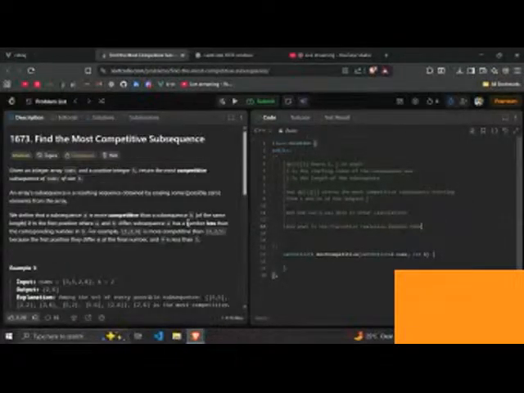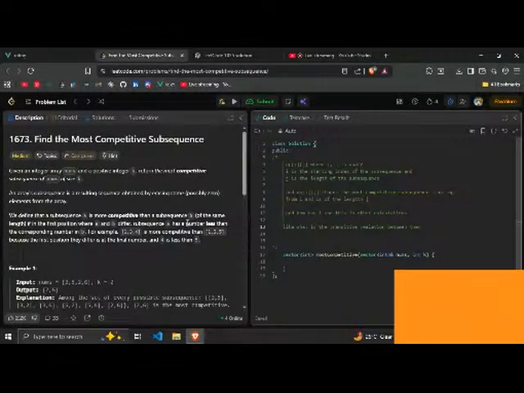Okay, let's solve this. What they're basically asking is that we have to find the most competitive subsequence. What is a competitive subsequence?